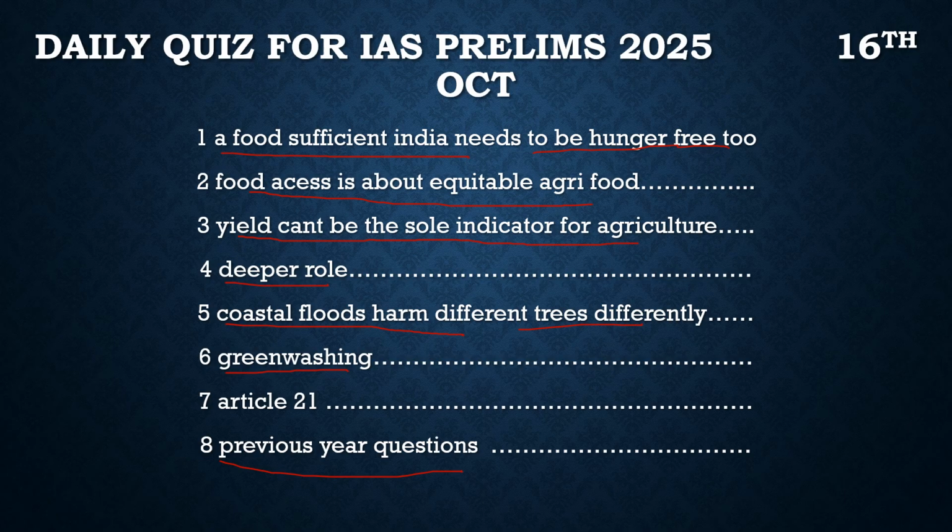After discussing these articles, we will shift to our approach towards the static portion, in which we are going to discuss Article 21 and solve a prelims based question. After that, we will discuss a few previous year questions. So this was in a nutshell what was in the news. I hope you got the gist, the basic idea of what was in the news today. And now let's try to solve the questions and understand the whole discussion more properly. With this, let's move to our first question.